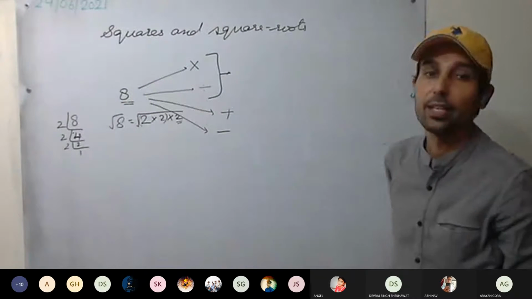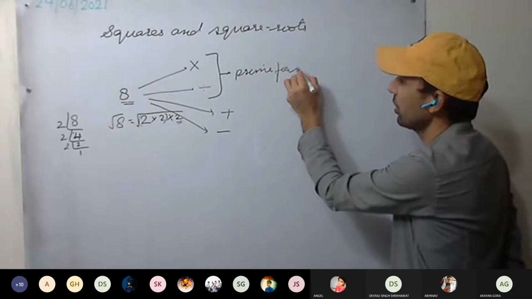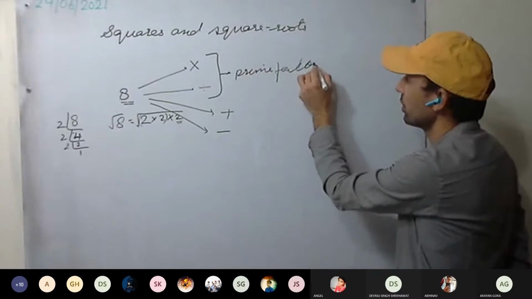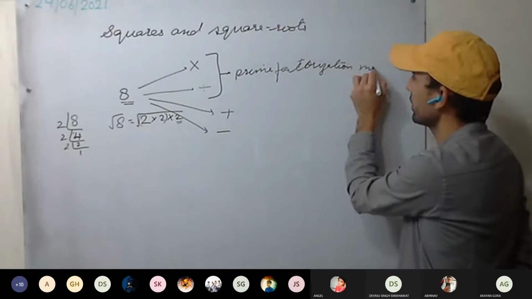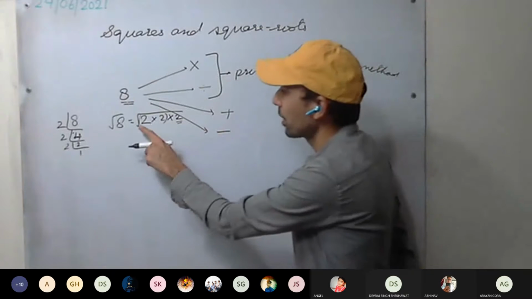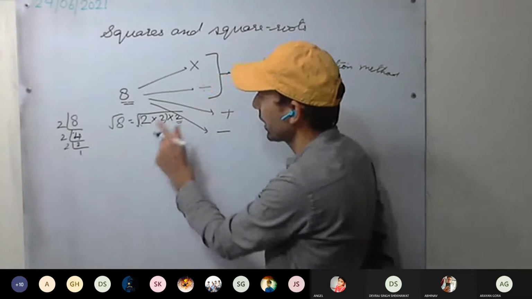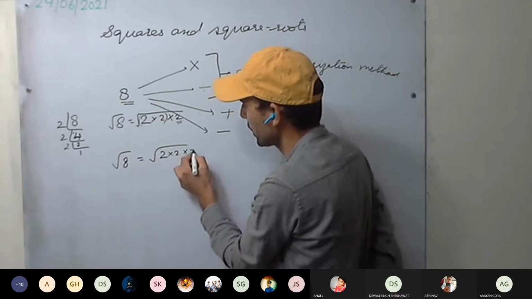For 8, we will use the prime factorization method. Yes or no? We will use the prime factorization method. Okay. So we have factored. Now the root of 8 is written as root of 2 into 2 into 2.